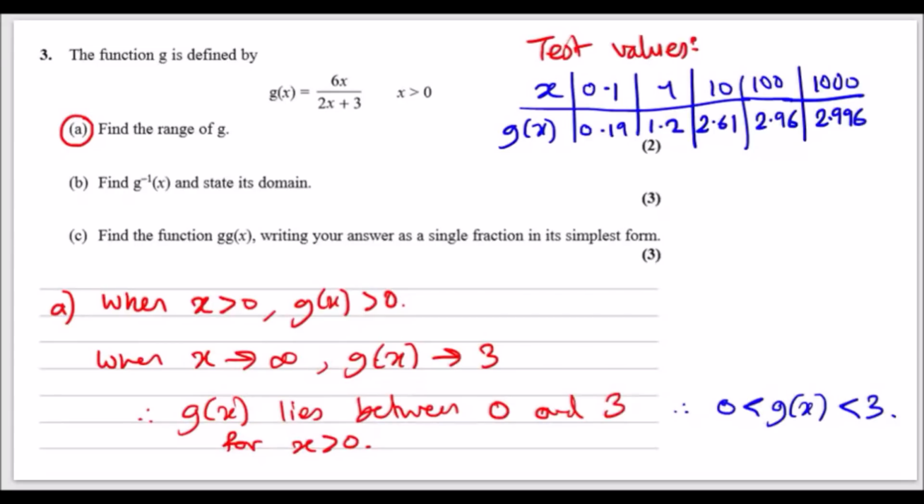Okay. So it says here that the function g is defined by the following, where we have the domain of x, which is all positive values. So this means x values can only be positive, i.e. the domain. Now, find the range of g.